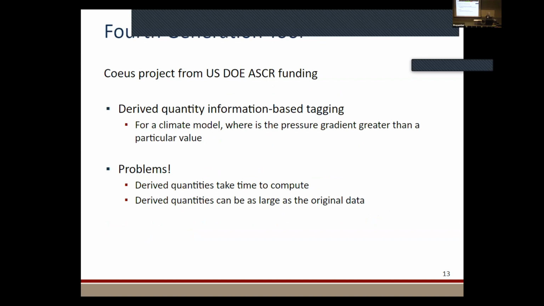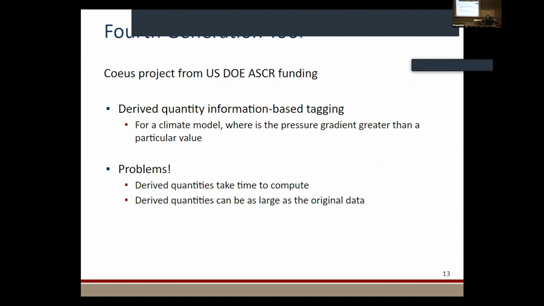So in terms of a research focus, what we're trying to figure out is that calculating these derived quantities has multiple problems. One is they take time. Another one is they can be as large or potentially even larger than the original data themselves. And we need to figure out, based on how people are going to use them, which parts do we store? How do we store them? Can we do lossy compression on them or not? How does that affect their scientific validity? Where do we store them?